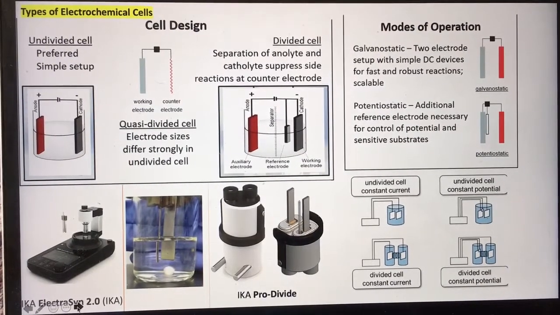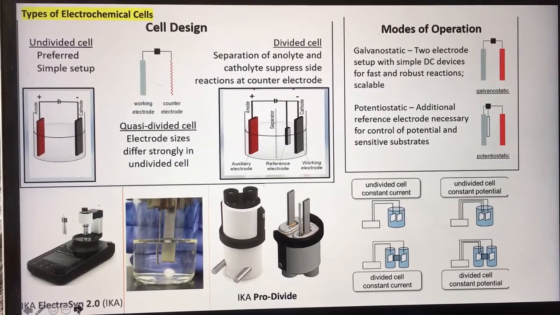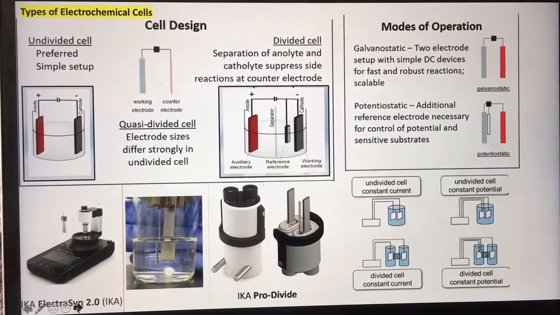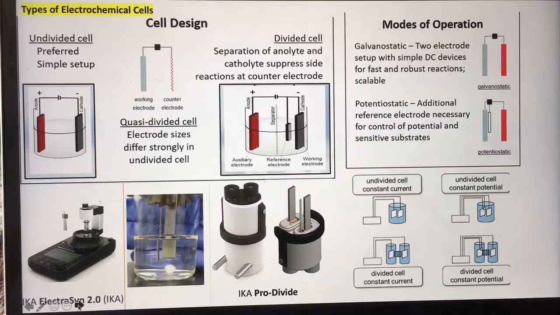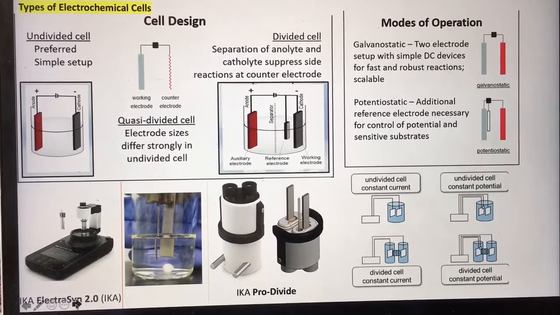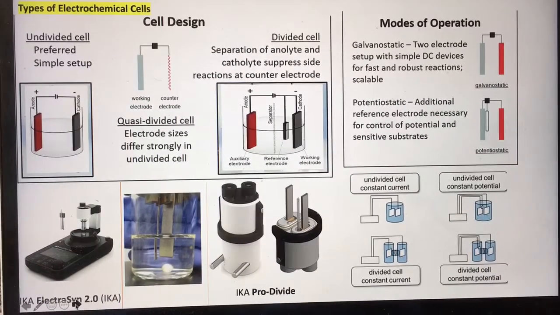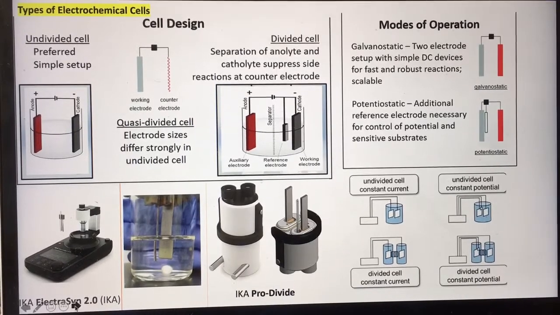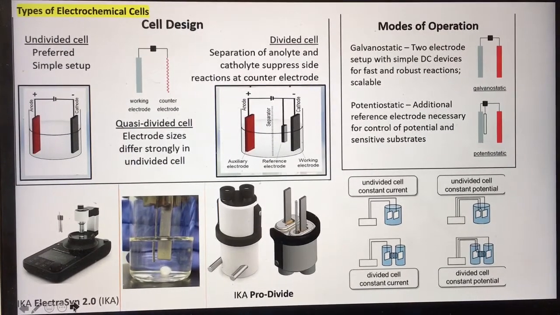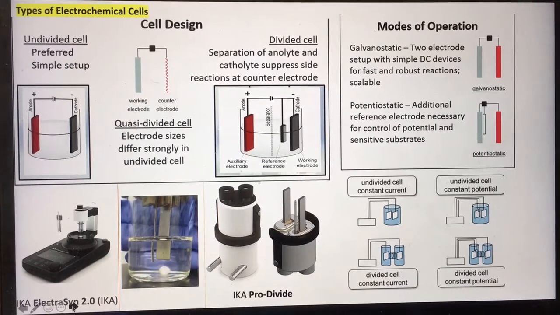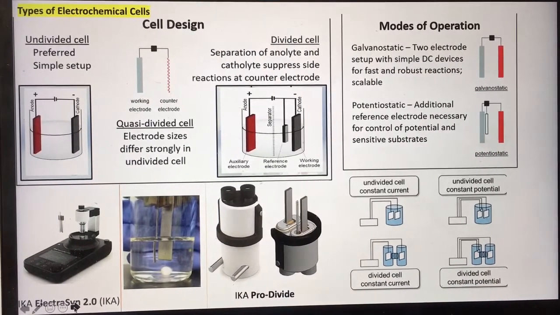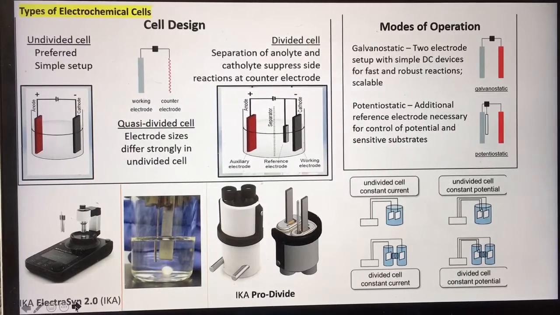Types of electrochemical cells. First is the undivided cell. In an undivided electrochemical cell, the cathode and anode are housed in the same chamber. This setup is easy to carry out as no special glassware or reactor is needed. In addition, the distance between the two electrodes can be easily adjusted and the ionic species can move freely between the electrodes.